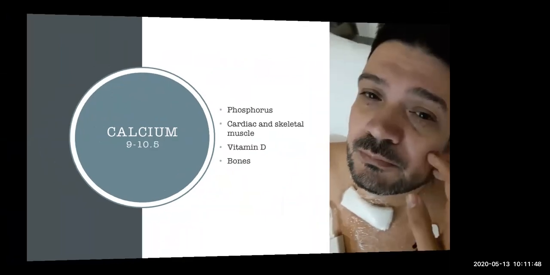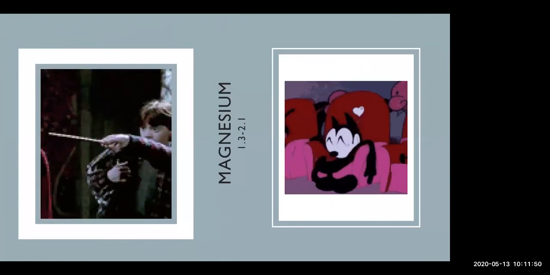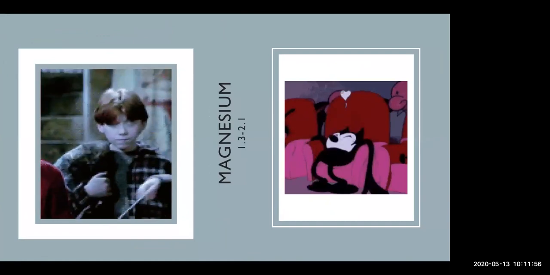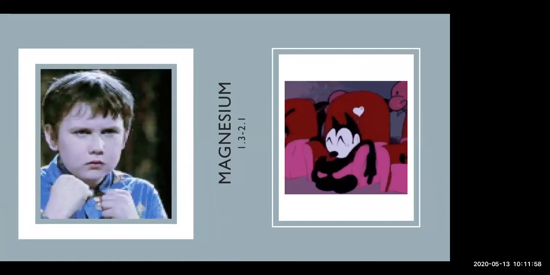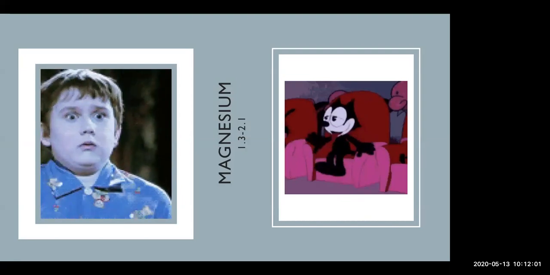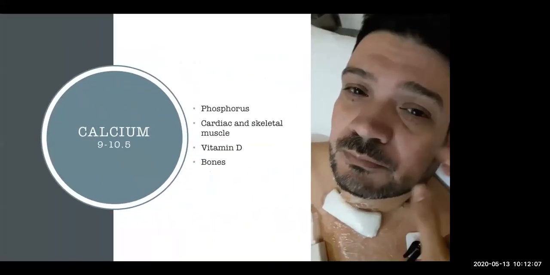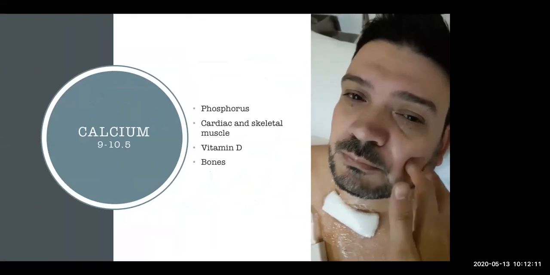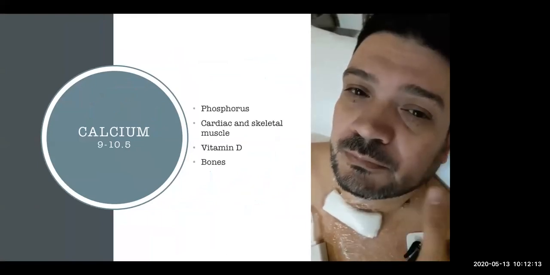I'll go back, so we're looking at magnesium. If your magnesium is elevated, don't forget, because it can have cardiac effect. To protect the heart against that cardiac effect, we might give calcium gluconate for that. It's considered the antidote. Okay, calcium, 9 to 10.5, has a really fun relationship with phosphorus.